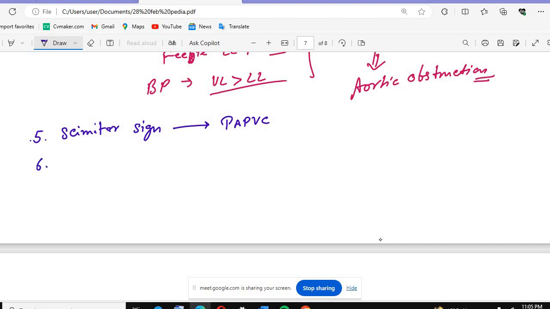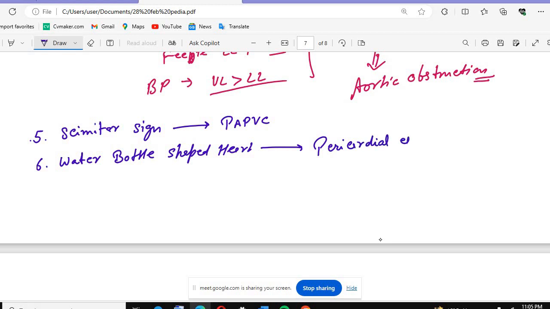Okay, tell me, the water bottle shaped heart. In which condition is this seen? The water bottle shaped heart is seen in pericardial effusion.